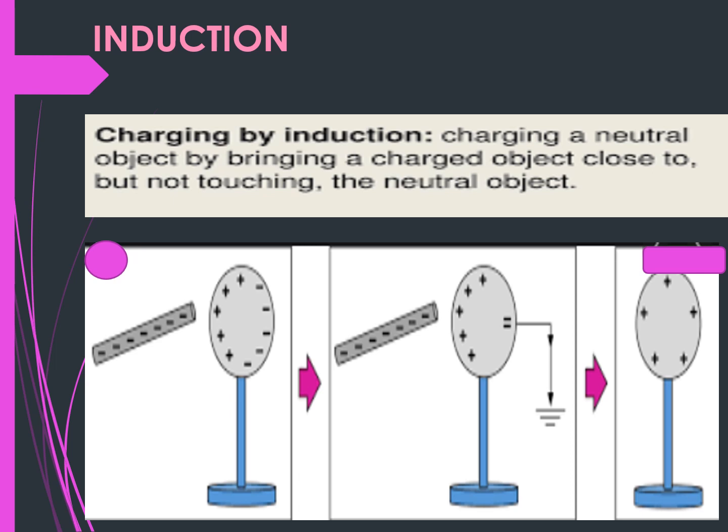Now what I do is take this neutral body and connect it with the ground. Ground is known as an ocean of electrons, so electrons always have a tendency to go to the ground. Once I connect this with the ground, the electrons on that side will flow to the ground, so all the excess electrons will go out. Now the electrons have moved out of the body, and once the earthing is disconnected, the body becomes a positively charged body.